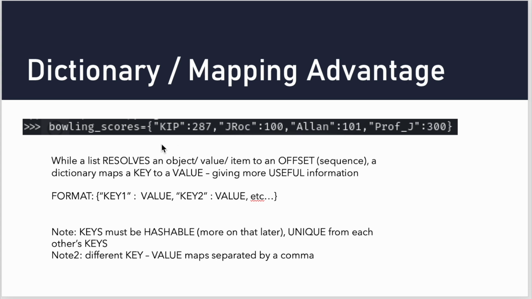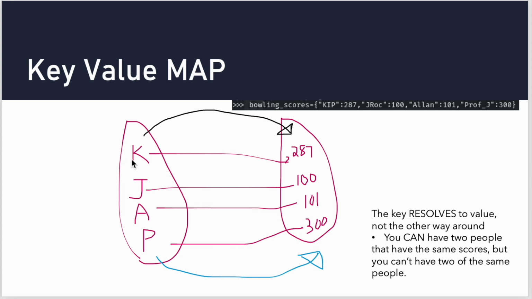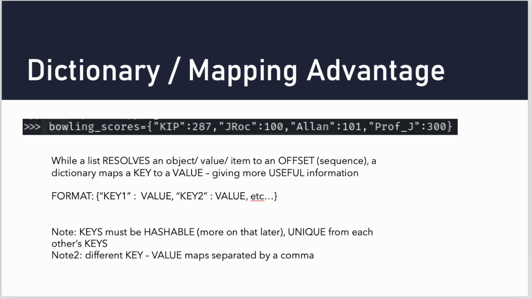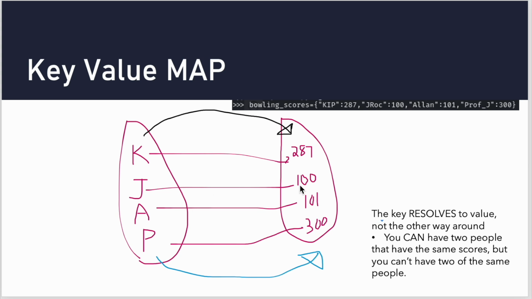The other thing is that the keys themselves must be unique. What that means here is that you cannot have two names that are Kip. You can't have two Kips, you can't have two Professor J's, you can't have two J-Rocks, because there's only one of each key. It's just the way it is. One of the aspects of something that is hashable is that they have to be unique. And the other thing is you can have different values that are the same. So you can have two people that bowled a 100, but you cannot have two of the same people.